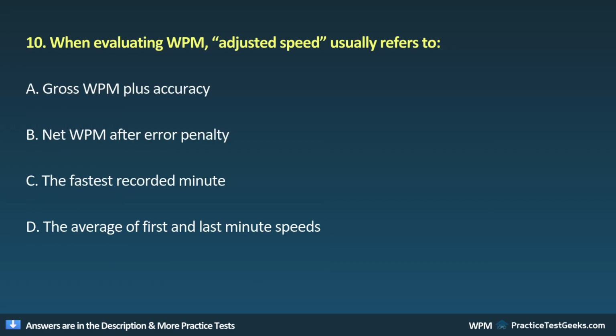10. When evaluating WPM, adjusted speed usually refers to A. Gross WPM plus accuracy. B. Net WPM after error penalty. C. The fastest recorded minute. D. The average of first and last minute speeds.